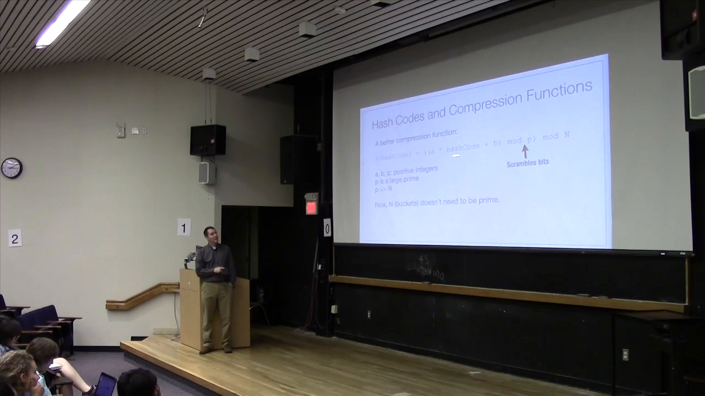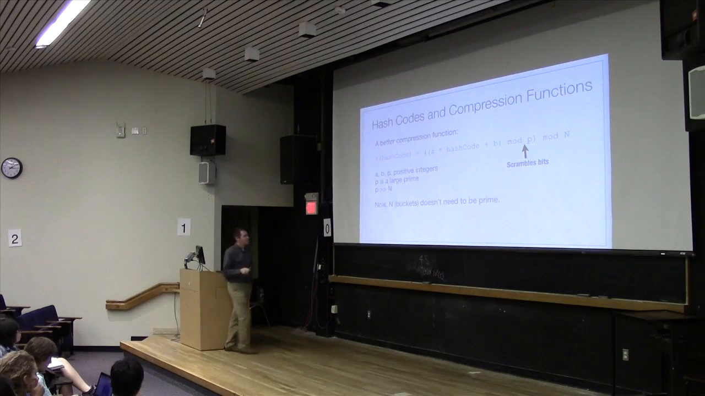Multiply A times whatever hash code you came up with before you do all this modding. Add B, and then mod by the prime, scramble the bits, and then mod by the number of buckets, and you're pretty good. This is a little bit slower because you're doing a couple of different moduluses, and that's not that fast, but still relatively fast. As long as the prime number is much, much greater than the number of buckets, you're going to be okay.